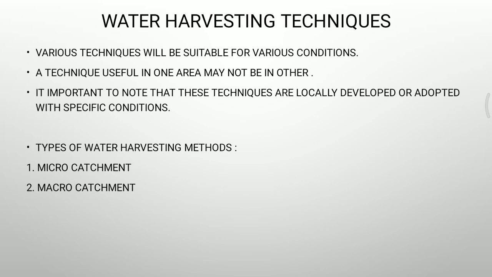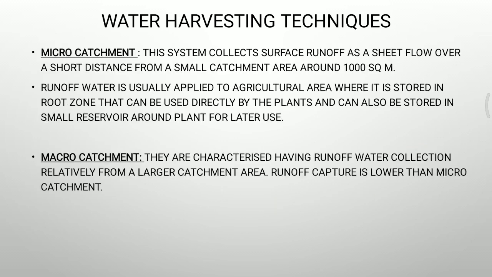Types of water harvesting methods, there are two. First one is micro catchment, second one is macro catchment. So what is micro catchment? This system collects surface runoff as a sheet flow over a short distance from a small catchment area of around 1000 square meters. Runoff water is usually applied to agricultural area where it is stored in the root zone that can be used directly by the plants and can also be stored in a small reservoir around the plant for later use. So this is a catchment of a small amount of water.